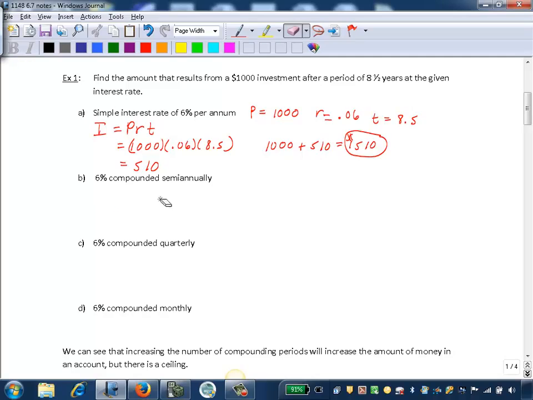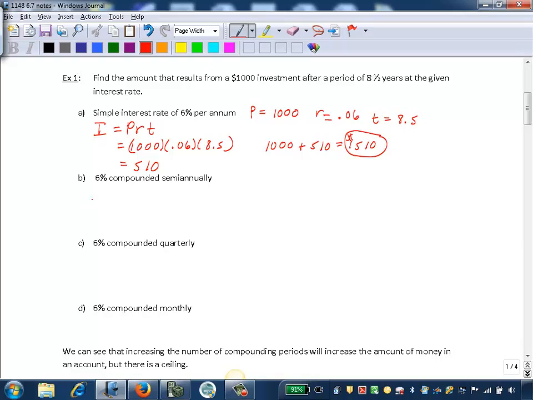Now, instead of just calculating the interest on that original principal, we're going to compound the interest semi-annually, so twice a year. So this is where we're going to calculate the interest based on the principal plus the interest, so interest on interest. So we still have the same P and R and T, but we've got now compounding periods. So if it's semi-annually, that's going to be twice a year.